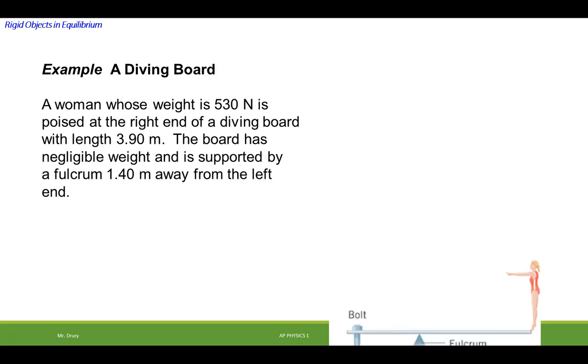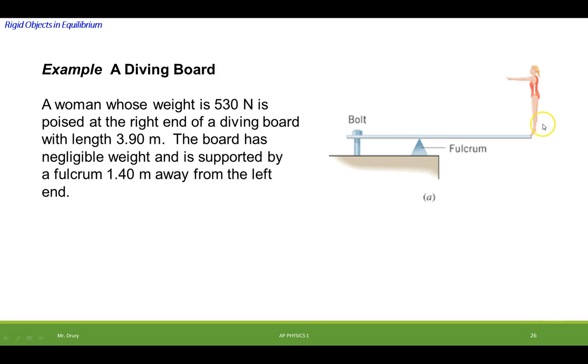So let's try an example. Here we've got a lady at the end of a diving board. The diving board has negligible mass. The fulcrum is pushing up on it, and the bolt is pushing down. We know that because if she's pushing down this end of the board, this end of the board wants to go up, so the bolt must be pushing down. And the fulcrum obviously is pushing up.